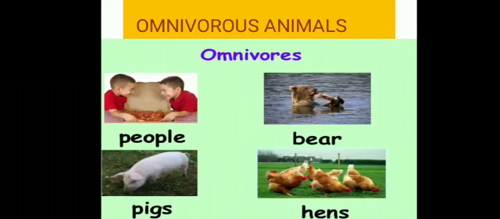Omnivore animals means those animals that feed on both flesh of animals and on plants also. They eat both. Like people, human beings. Bear, pigs, hens, etc. Crow is also.